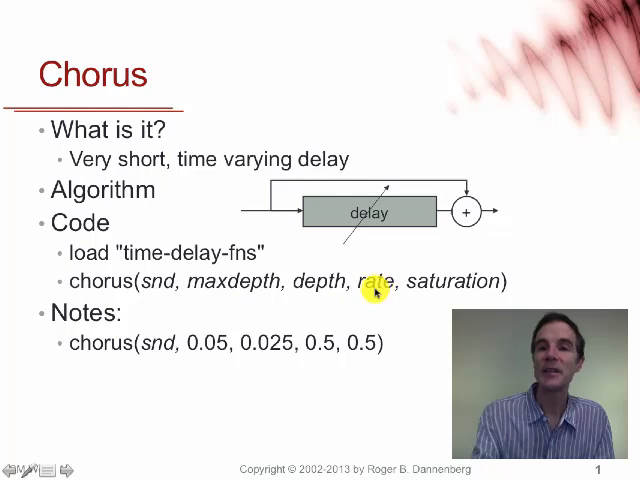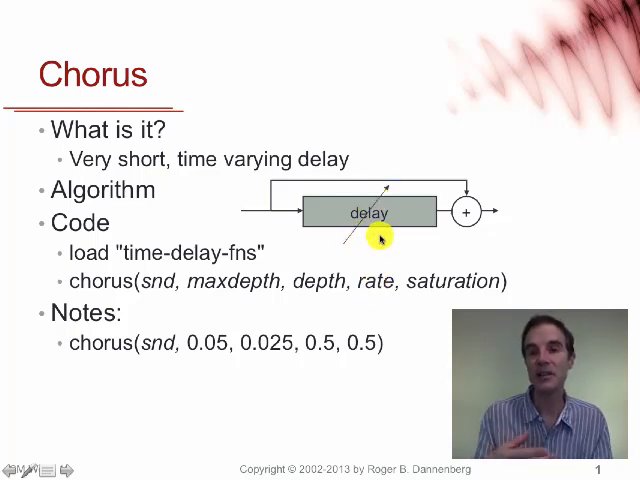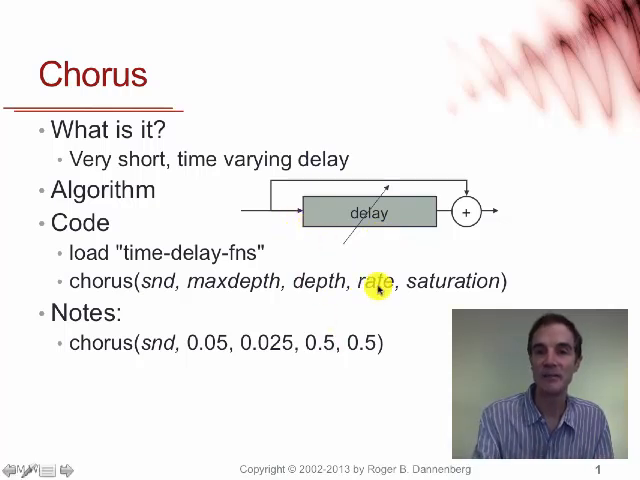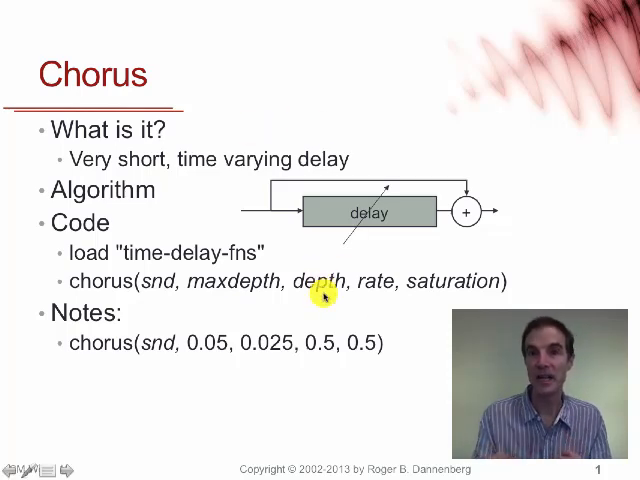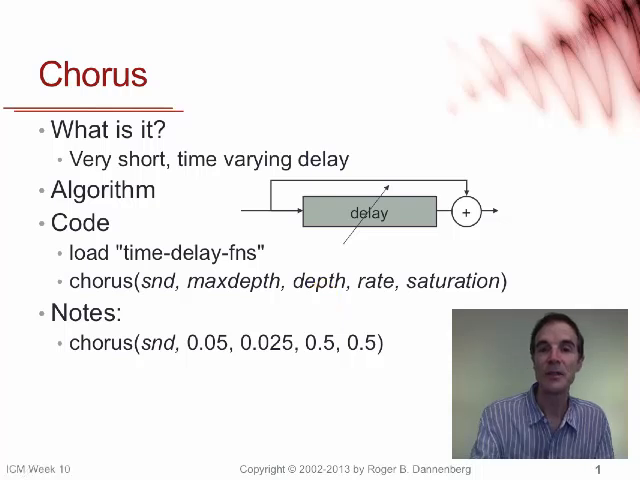The rate is the rate at which the delay is changed. The delay is controlled by a low-frequency sinusoidal oscillator. Rate is just the frequency of that delay change. The depth is the amount by which the delay is changed. The depth can actually be a sound, a control signal, so you can vary that over time.